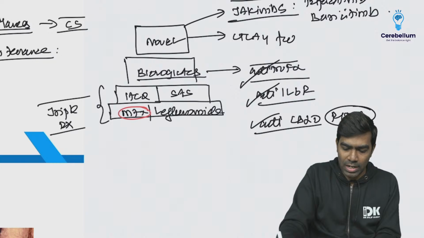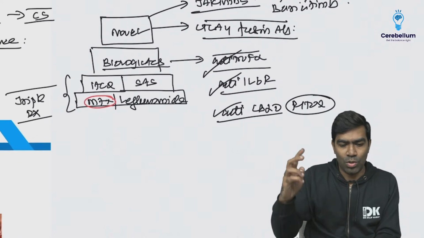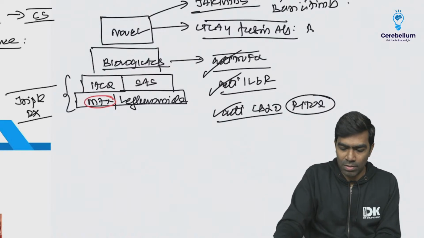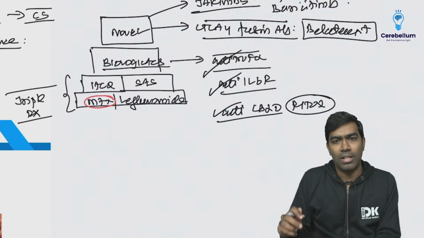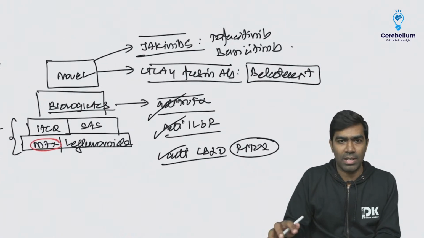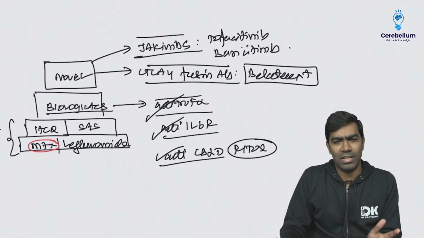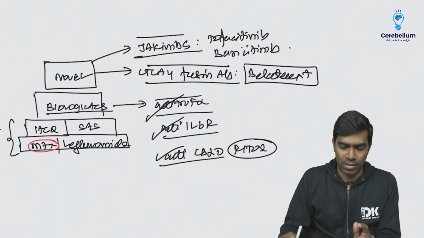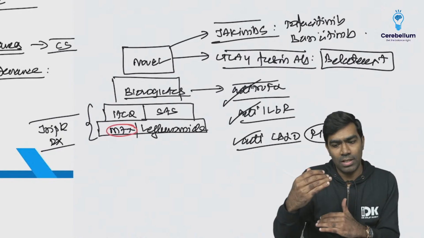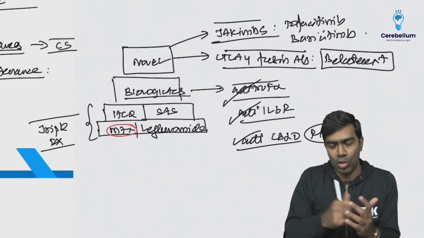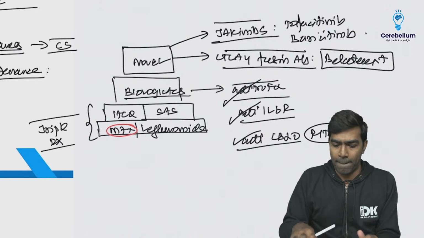Or you can use CTLA4 fusion antibodies. These are new class of drugs. You have two drugs, abatacept and belatacept. For rheumatoid arthritis, we use abatacept. Belatacept is for transplant patients. These are CTLA4 fusion antibodies. These are some novel therapies which you can try if you want. Okay, so this is the way how you are going to treat rheumatoid arthritis.